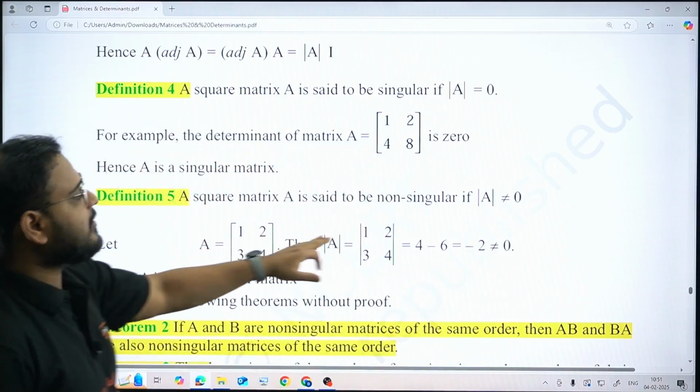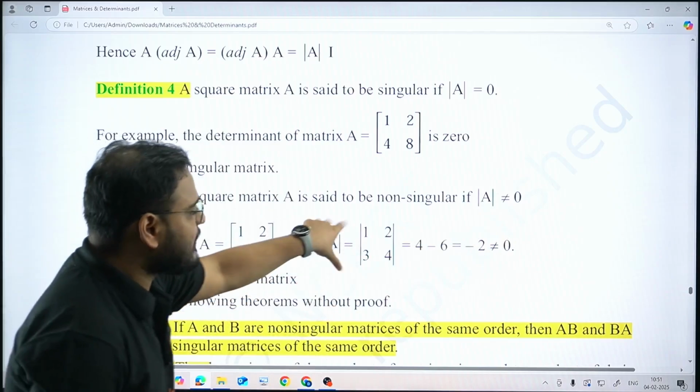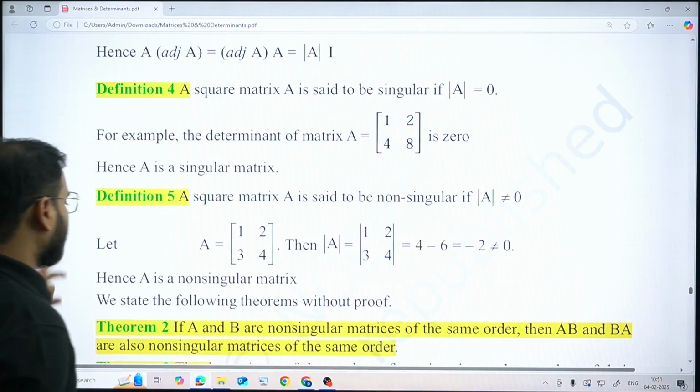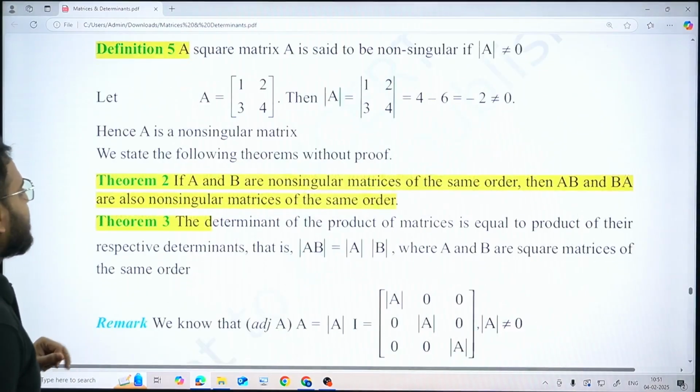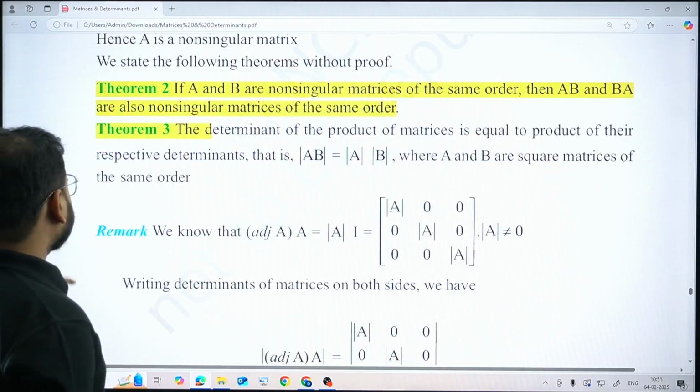Chaliye. So non-singular, bacha, means determinant is not equal to 0. So you find the inverse for only these types of matrices. Inverse exists only for this type of matrices, bacha. Theorem number 2. Okay. Chaliye. Great. Theorem number 3. Please go through these things.